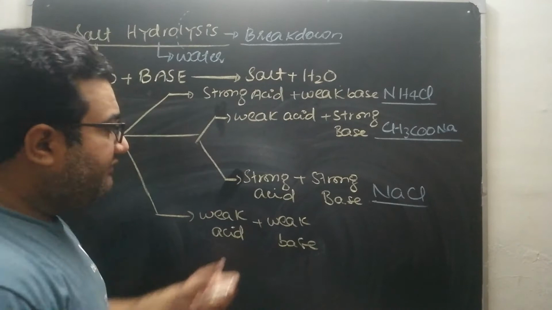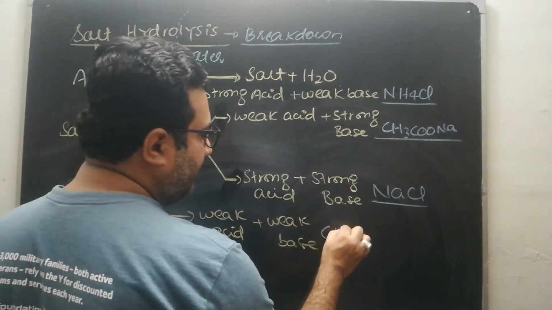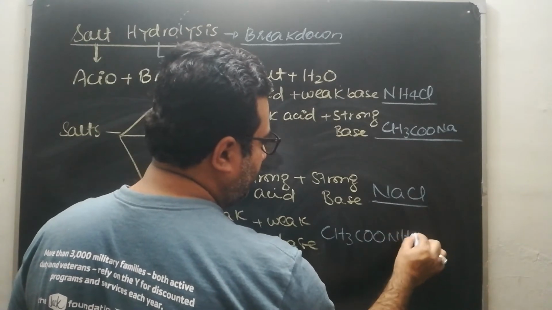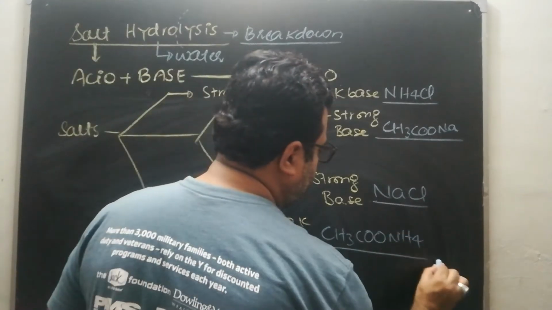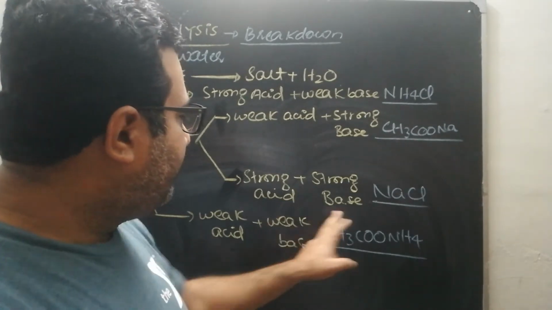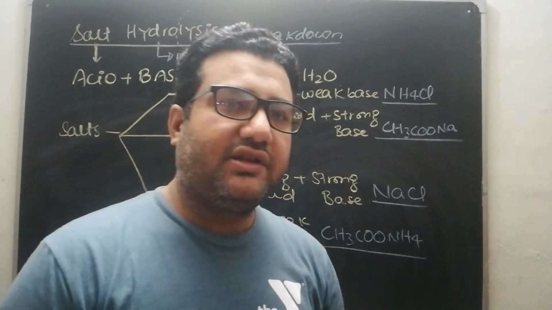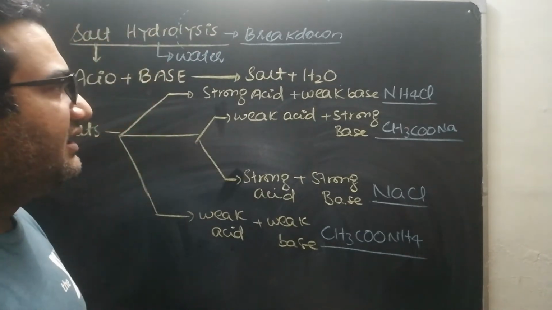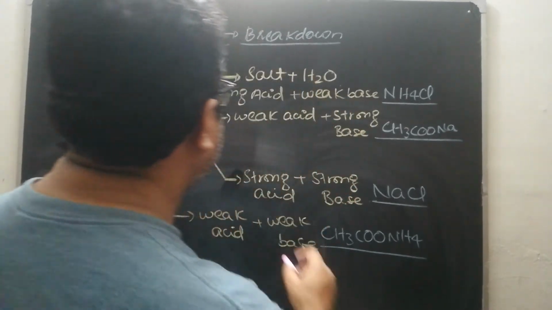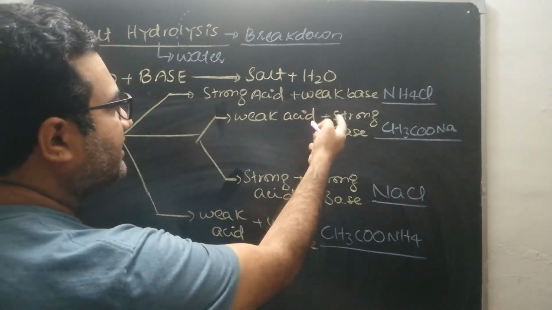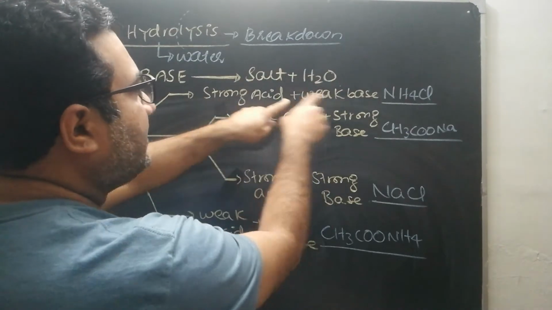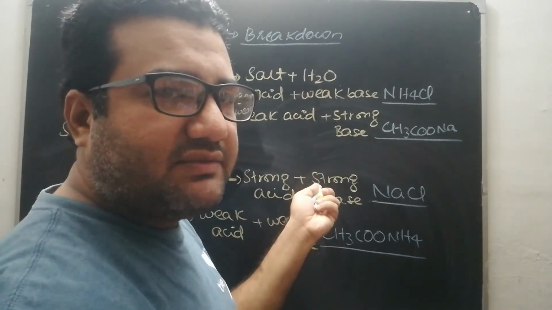And weak acid and weak base, one of the common examples is ammonium acetate, in which case a weak acid, acetic acid, and a weak base, ammonium hydroxide, react together to form the salt. Now this is very simple: a salt which is produced by the reaction of strong acid and weak base, when dissolved in water, will again produce strong acid and weak base, because it is formed from these species.